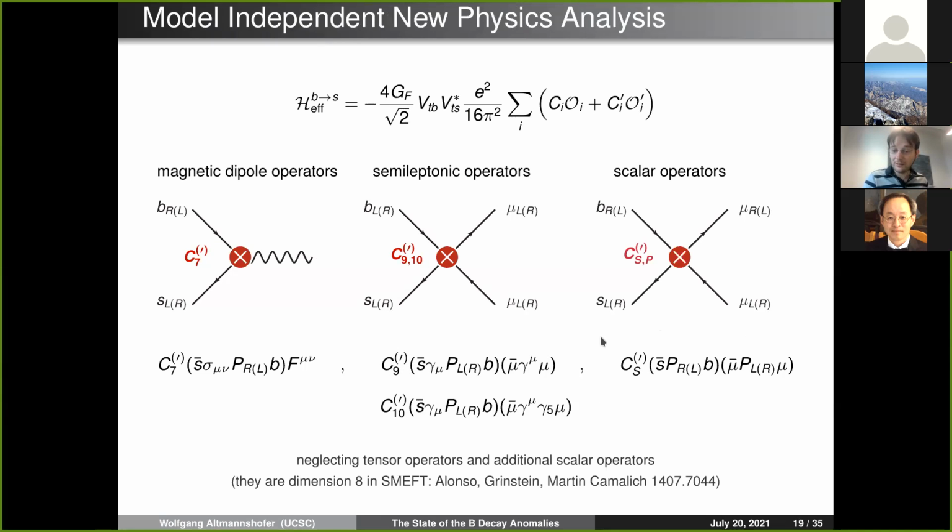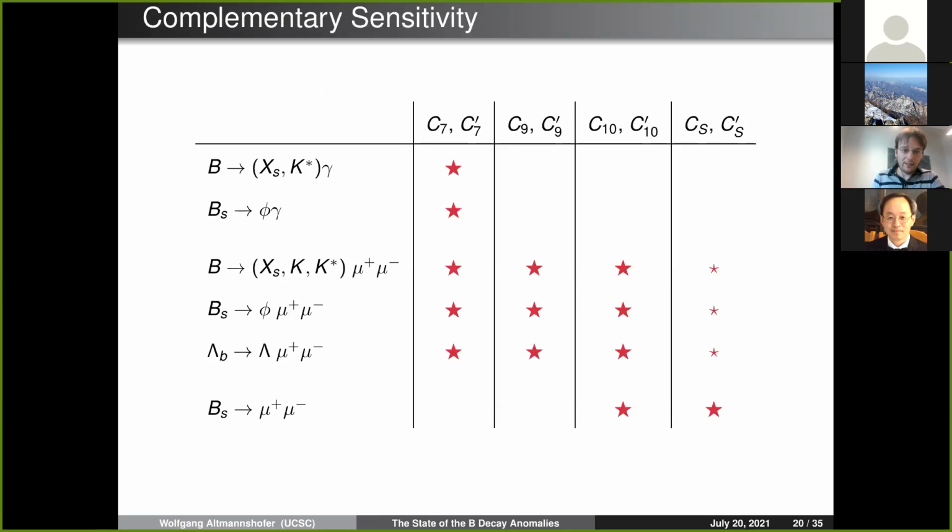And one also has scalar versions of these types of four-fermion contact interactions, where one has either P left or P right projectors in these scalar currents of the quarks and the muons. So that is a typical setup that one starts with. And then one looks at the various processes and the various observables within those processes, and realizes that many of these operators, many of these effective interactions, they simultaneously affect many observables in many decay modes.